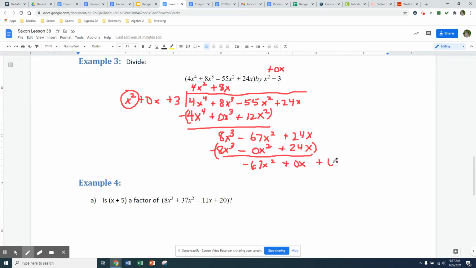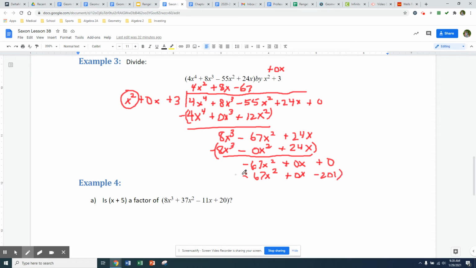And then we'd bring down our next term, which is a constant, which is not there, but there could be a plus 0 there. And lastly, now we're trying to get x squared to get to negative 67x squared, so I would put a negative 67 on top. Distribute that out, we're going to get negative 67x squared plus 0x, because there is no x term. That would just be a negative 67, because when you multiply negative 67 times x squared, that would just be negative 67x squared plus 0x. And then negative 67 times 3 is going to be negative 201.